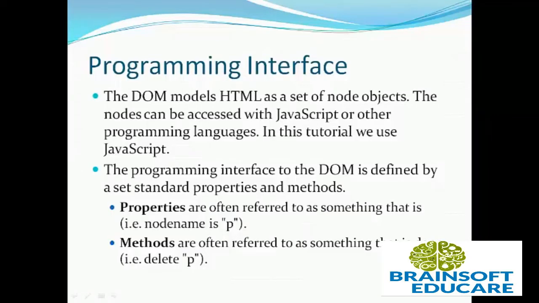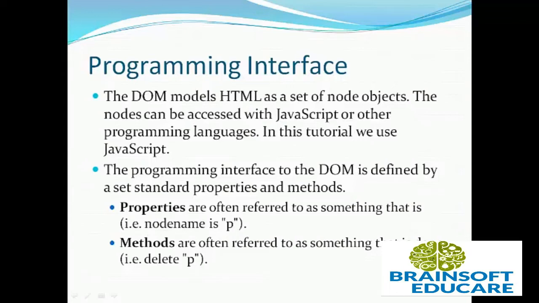So let's first talk about programming interface. The DOM model HTML is a set of node objects. The node can be accessed with JavaScript or other programming language. In this tutorial, we will use JavaScript. The programming interface to the DOM is identified by the set of standard properties and methods.